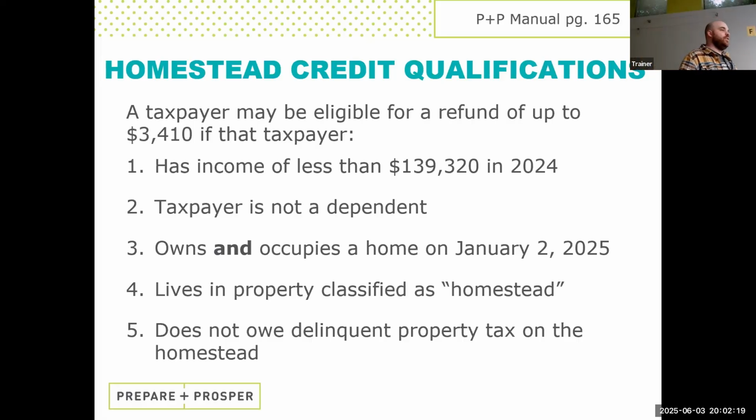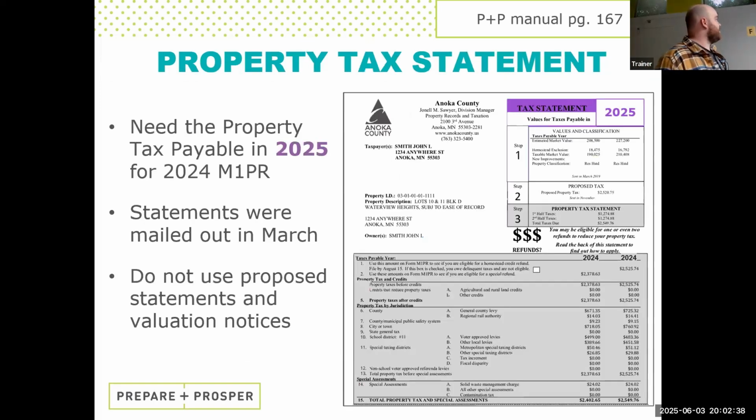The other thing is, it will say on the property tax statement. We're going to look at one in a second and we can point them out. And they can't owe delinquent property tax on the homestead. I've never seen this. I think it would show up on the statement. And the person would probably avoid coming in because they don't want anything to do with property taxes.